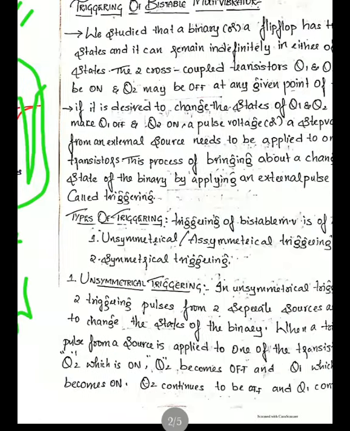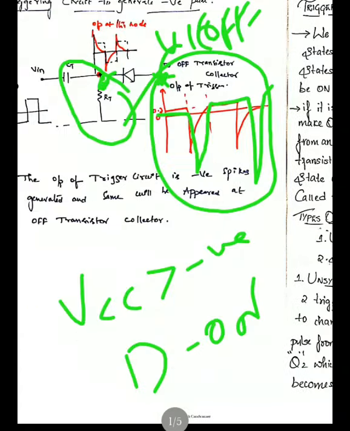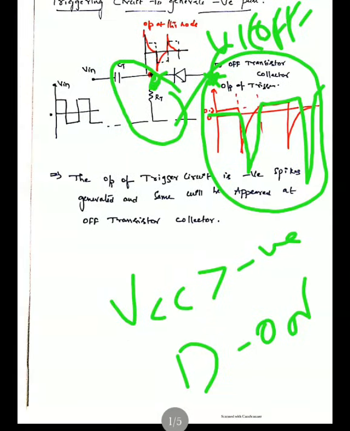Let us see the triggering of the bistable multivibrator. We know that two types of trigger pulses are required, positive pulse and negative pulse. In this case I am going to consider the negative pulse as an example. So this is the circuit diagram to generate the negative pulse.